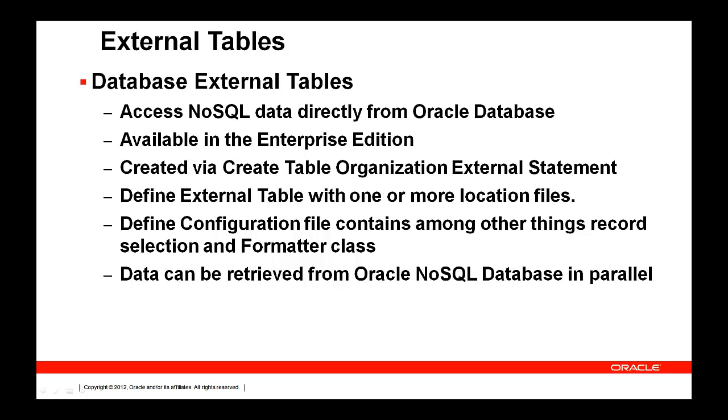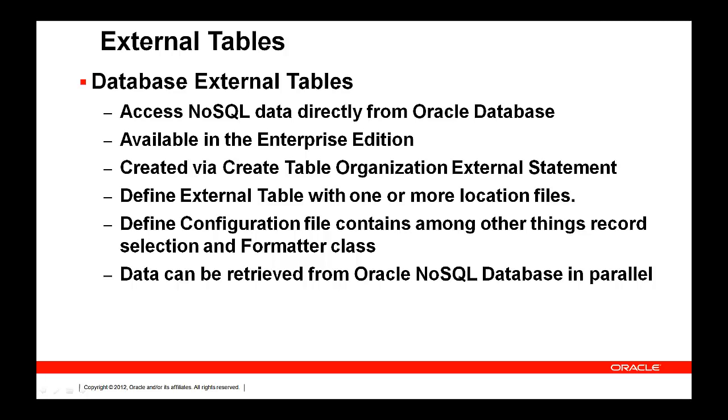To read data from an Oracle NoSQL database into an Oracle database external table, you define an external table with one or more location files. The location files contain configuration information related to connecting to the Oracle NoSQL database and formatting. One can optionally define multiple location files to allow for parallelism during data reading. Multiple location files can greatly improve performance. Multiple external tables are supported, allowing for multiple views of Oracle NoSQL database.